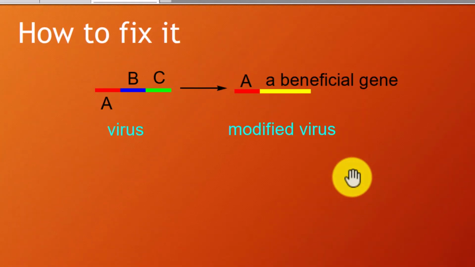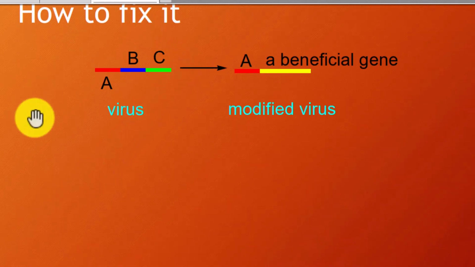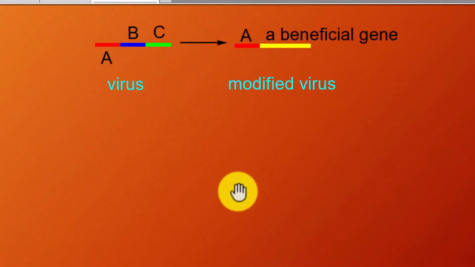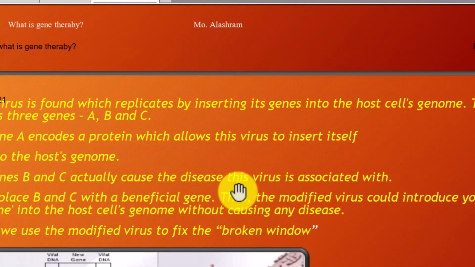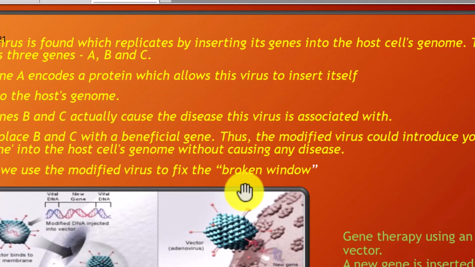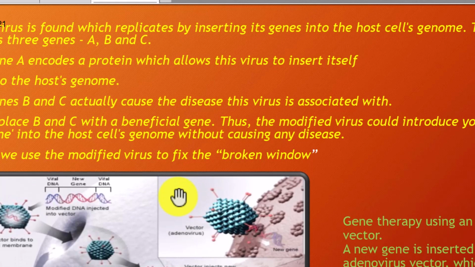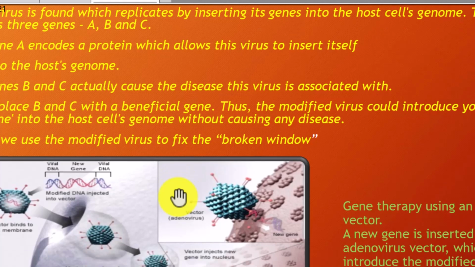How to fix it? Virus and modified virus. We use the virus as a vector to transfer a gene. A virus is found which replicates by inserting its gene into the host cell's genome. This virus has 3 genes, A, B, and C.